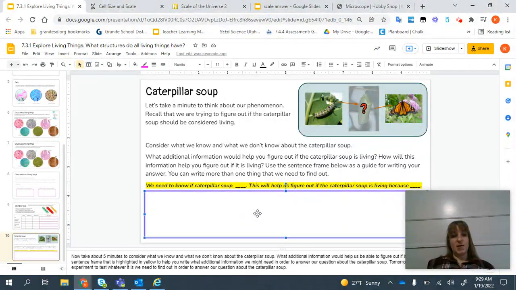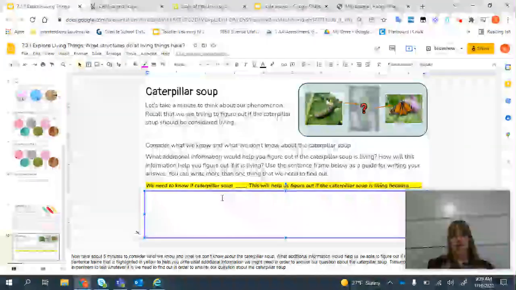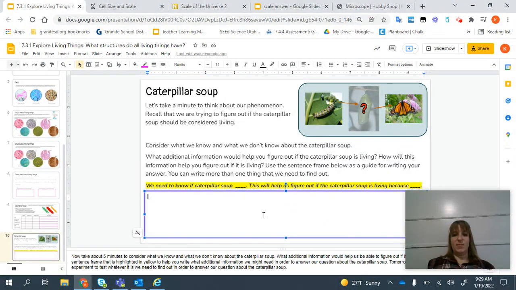So what I want you to do is, in one sentence, tell me what additional information would help us be able to figure out if caterpillar soup is living. And then how will this information help you? I've given you a sentence frame that's highlighted here in yellow. Please use the sentence frame to write your answer here. You can write more than one thing that we need to figure out about it.